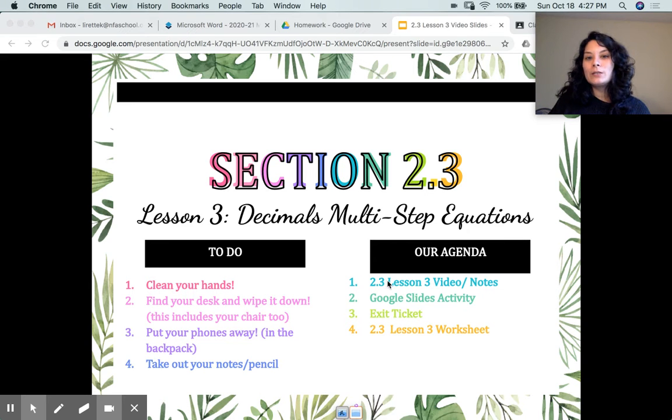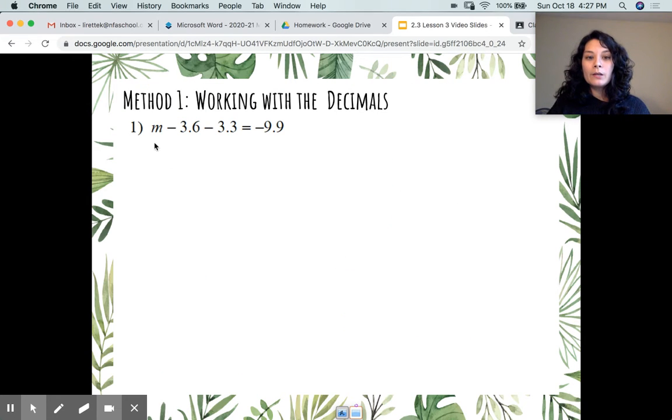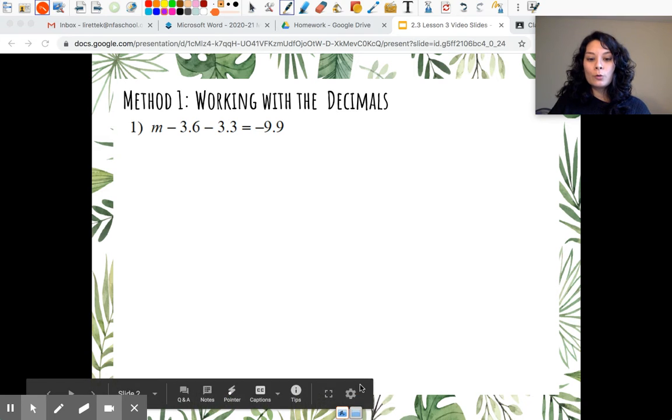Everyone. So we're going to be continuing section 2.3 in this lesson. In this lesson, we're going to be looking at equations that have decimals. So go ahead and get your notebook ready and let's just dive right in. Go ahead and copy this equation in your notebook.